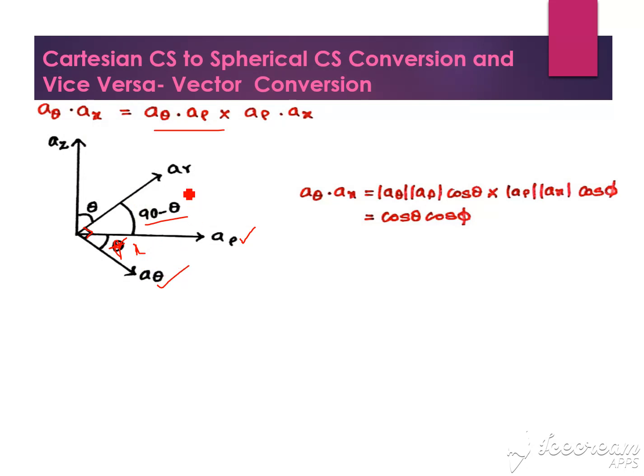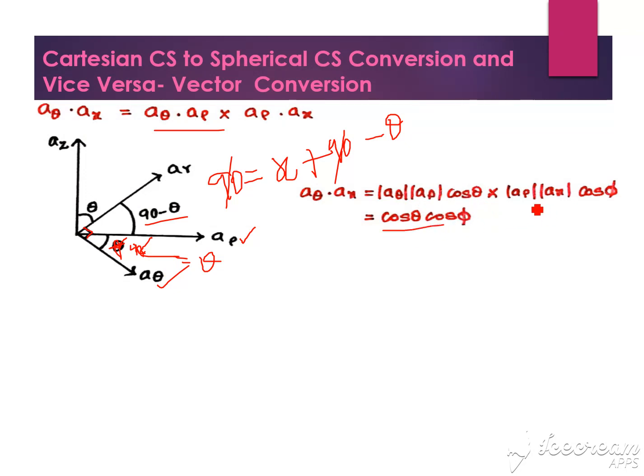In spherical the angle between ar and a theta is 90. So 90 is equal to the sum of these two angles. This angle is taken as x. So x plus 90 minus theta; while solving this, 90 gets cancelled. So we get x is equal to theta. So now the angle between a rho and a theta is theta, so mod of a theta, a rho into cos theta.